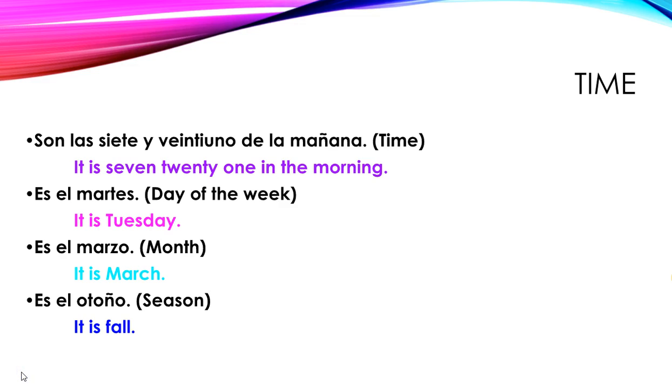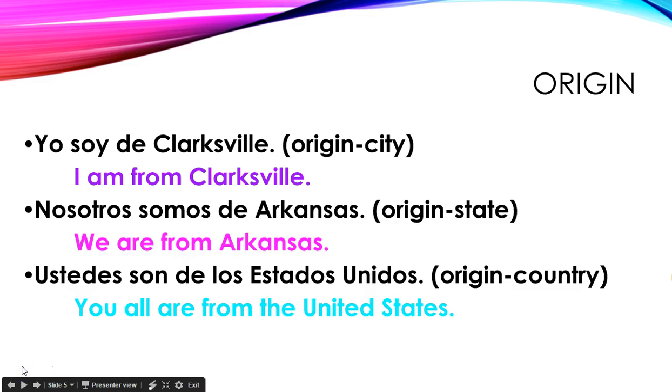We are going to look at examples for each use of the verb ser. Son las 7:21 de la mañana is an example of communicating the hour. Es el martes is an example of communicating the day of the week. Es el marzo is an example of communicating the month. And es el otoño is an example of communicating the season.